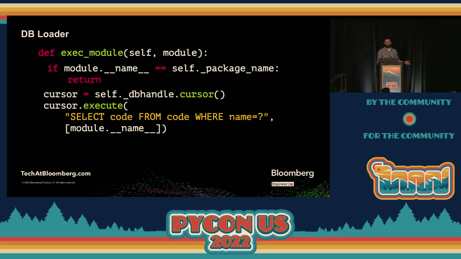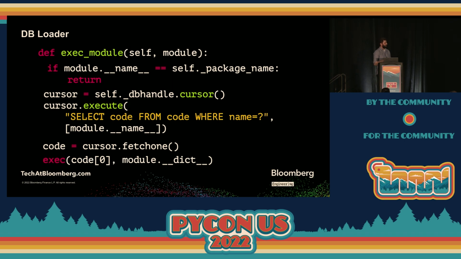And then we want to actually load this code from the database. So rather than doing file open, we're going to get a database cursor, and we're going to select the code from a table called code, where the name is equal to the name that we passed in, which is module.name. Then we got that cursor, we then need to fetch the actual row, and then we just exec it. I'm not sure if everyone at the back can see that, but basically we're just calling the exec built-in on the code, and we're loading that into this variable called module.dict.